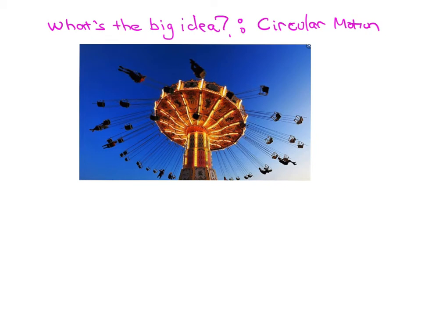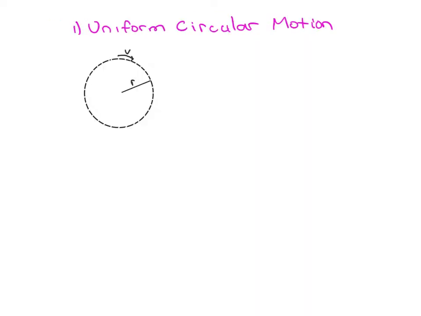Hello, hello, hello. In this episode of What's the Big Idea, we're going to be talking about circular motion, things going around in circles. It's an important special case because it turns out that there are lots of examples in the world where things, at least approximately, go around in circles. So let's dig in. And we'll start by considering a special case called uniform circular motion.